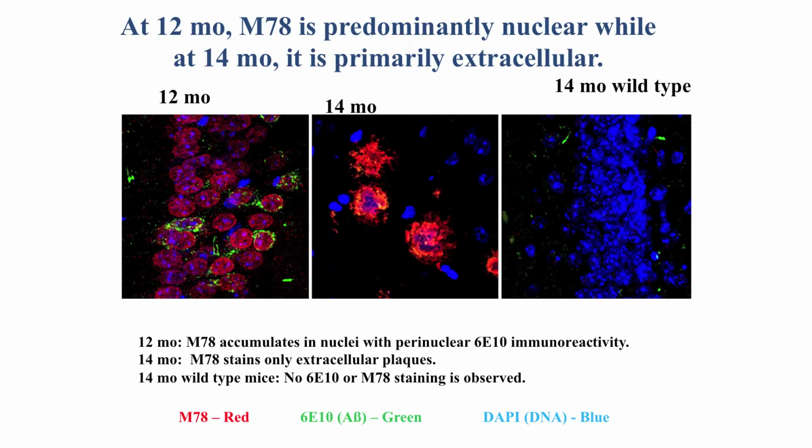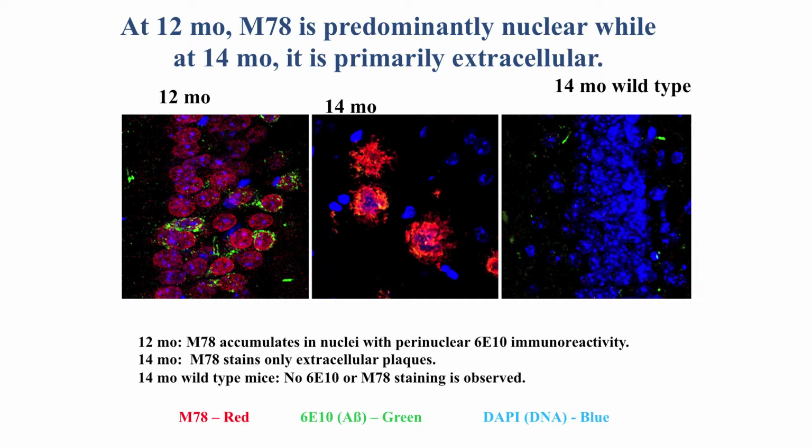And then 2 months later, most of this is accumulating in the nucleus. So you can see that the red is separated from the green, and now it is found inside the nucleus. And then 2 months later, all this nuclear immunoreactivity is gone, and now we see the first extracellular plaques. So the timing in the transgenic animal shows it misfolds first inside the neuron, it accumulates inside the nucleus of the neuron, and later it appears as the extracellular plaque.